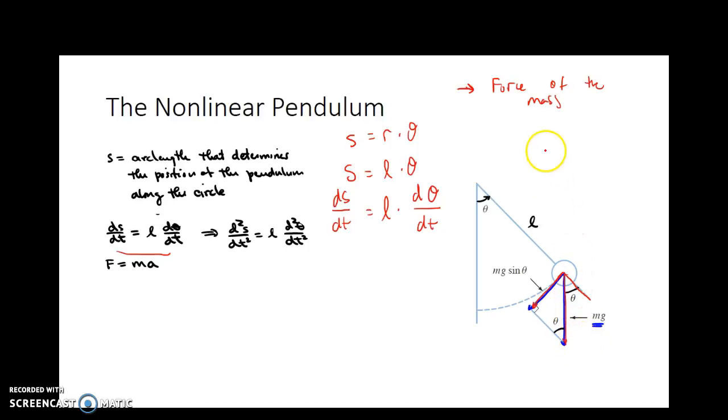which is the result of gravity. Now, gravity, we know, is, again, mass times acceleration, except in this case it's the mass of the actual, whatever you want to call this, the mass of the mass, and the acceleration is the acceleration due to gravity, typically 9.8 meters per second squared.